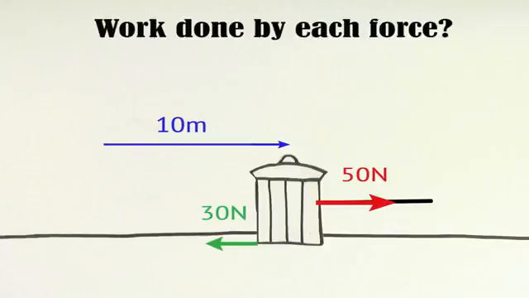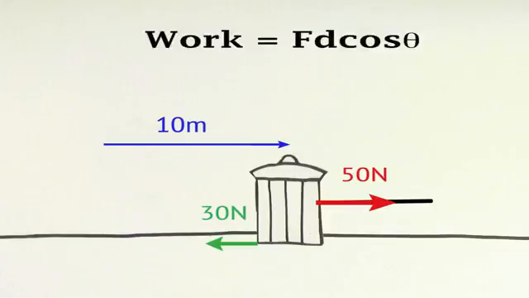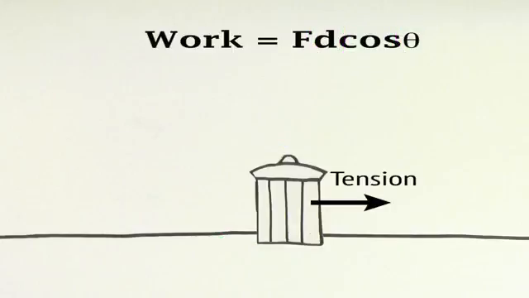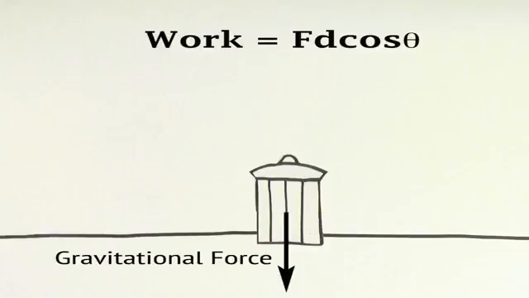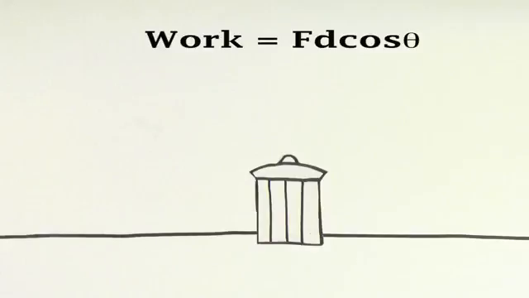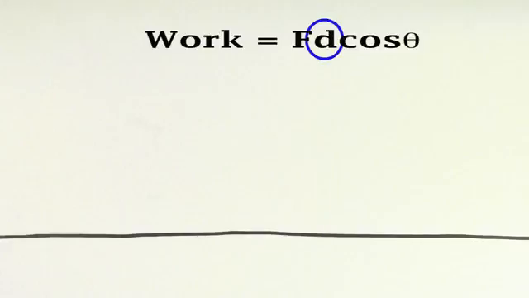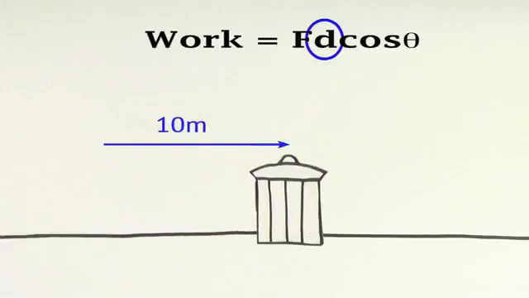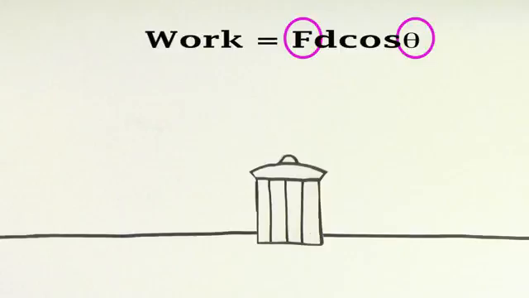Let's try to find the work done by each force on the trash can as it slides across the ground. To find the work done by each force, we should recall the formula definition of work. Work equals Fd cosine theta, where theta is the angle between the force doing the work and the direction the trash can is moving. There are 4 forces involved here: tension, the normal force, the gravitational force, and the force of kinetic friction. In finding the work done for all of these forces, the displacement is going to be 10 meters, but the value of the force and the angle between that force and the displacement is going to differ for each of the forces.